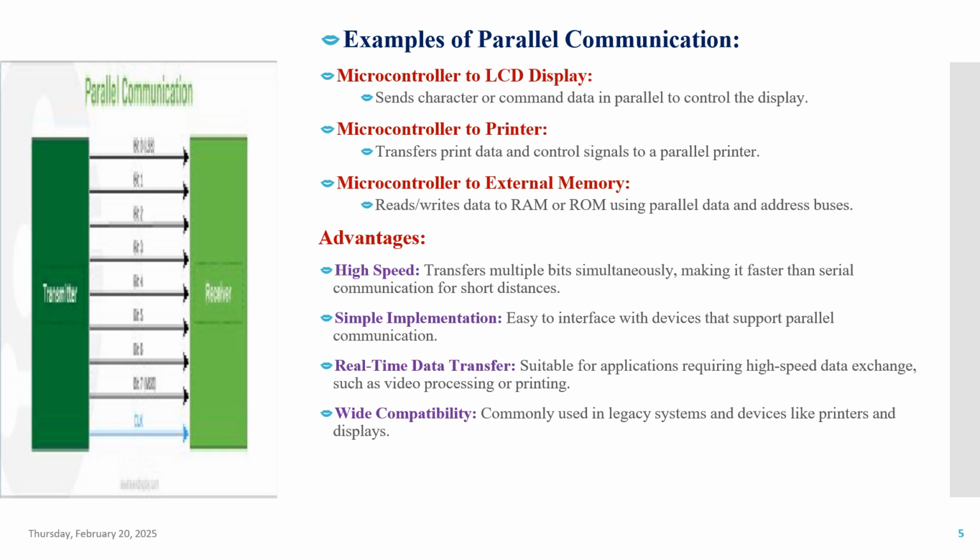These are the examples of parallel communication. We have already learned how parallel communication works. These are the examples. In the first example, microcontroller to LCD display. How does it operate? It sends character or command data in parallel to control the display. And what is its application? It is used in embedded systems for user interfaces, allowing for real-time updates and interaction.